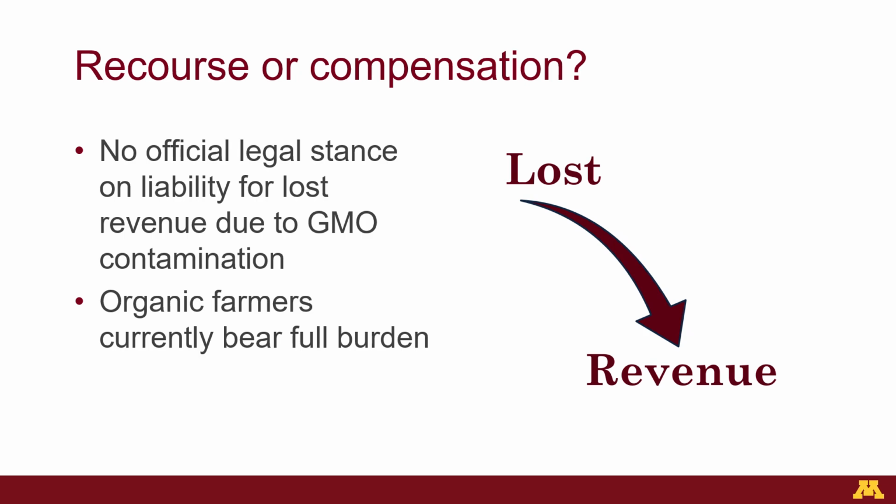So what happens if you find yourself with a contaminated crop through no fault of your own? Basically, under the current system, there is no compensation available. We may think of organic farmers as the victims in a contamination scenario, but in the U.S., there is not yet a lot of legal precedent in this area, and there is no official policy stating who is liable for lost revenues in these cases. Unlike in negligent cases of pesticide drift, where states may offer protections to victims, currently it is up to the organic farmer to protect themselves against GMO drift, and they bear the full burden of losses.